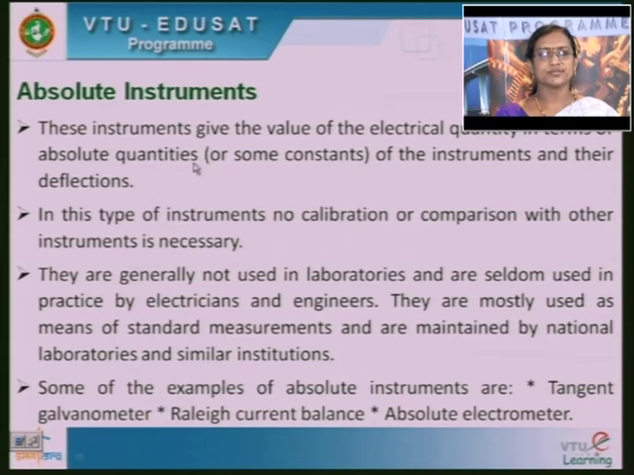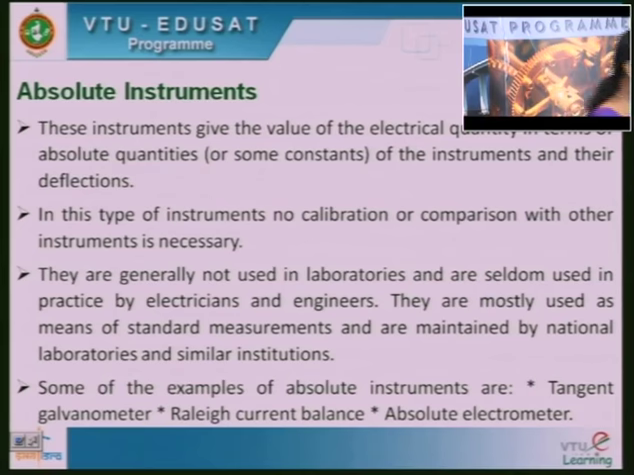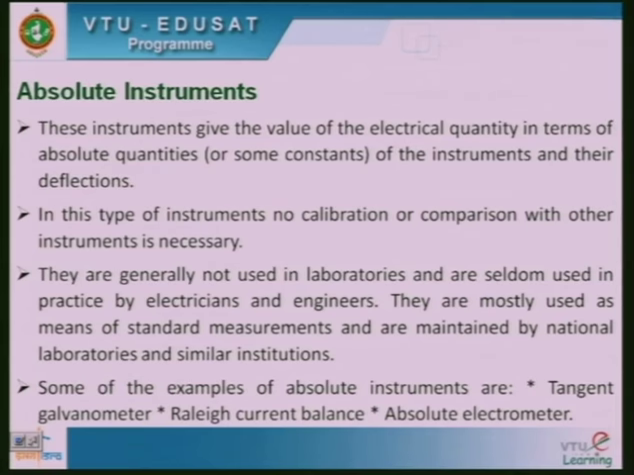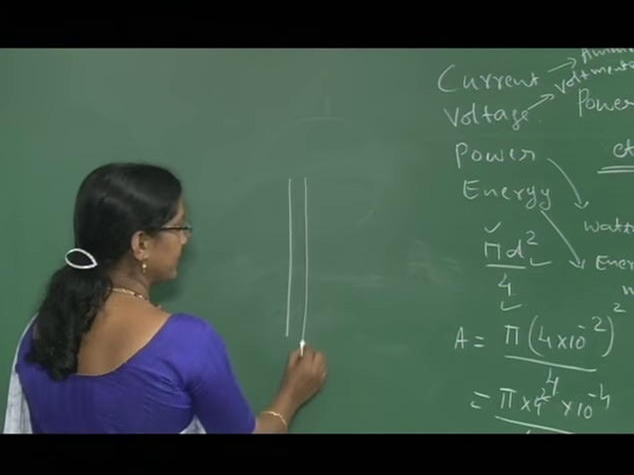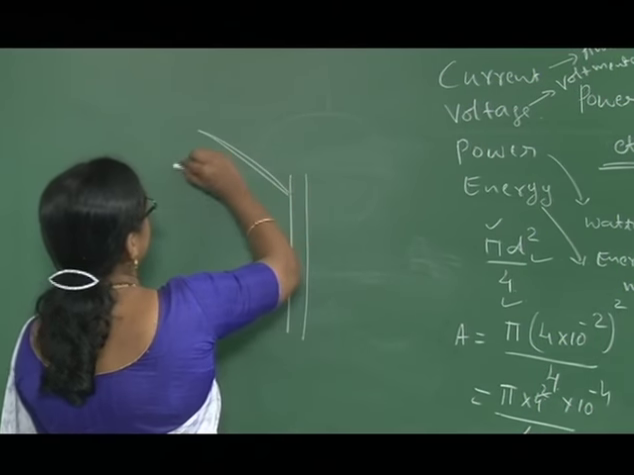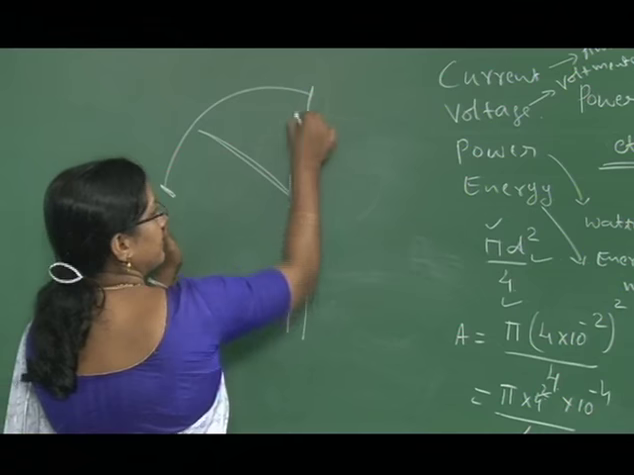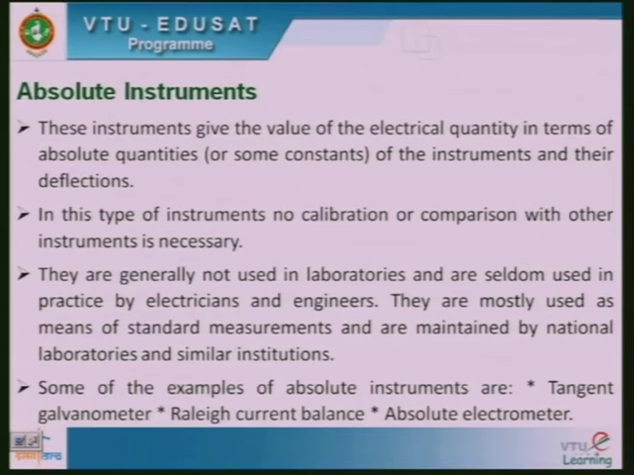Now, what are these absolute instruments? These instruments give the value of an electrical quantity in terms of absolute quantities, that is, in terms of constants of the instruments and their deflections. Deflections I will explain later. Whenever we measure some electrical quantity, we use one fixed part and another movable part. The fixed part is the spindle, to which we connect the pointer. There will be a scale, and this pointer will move from the initial 0 position to the maximum. This is how we consider deflections. I will explain in detail later what deflection is.